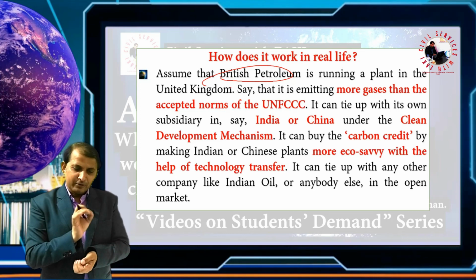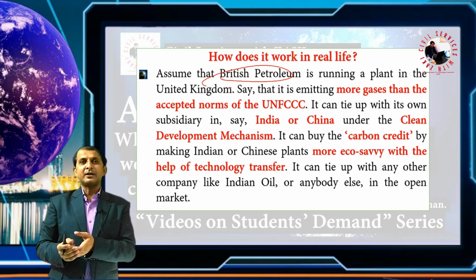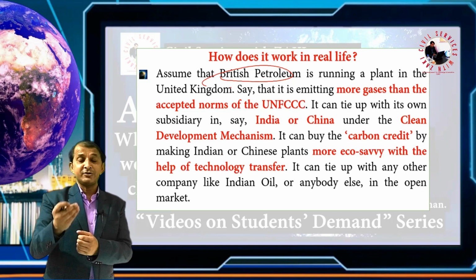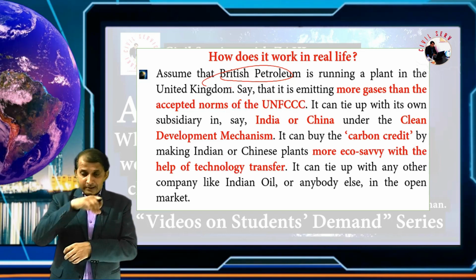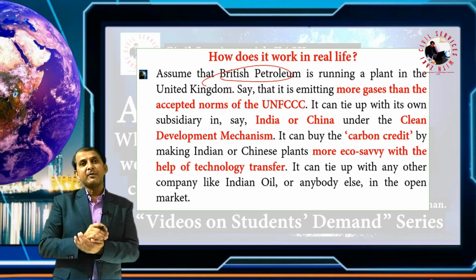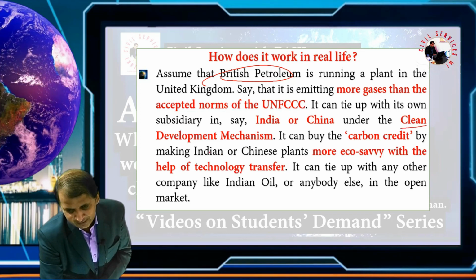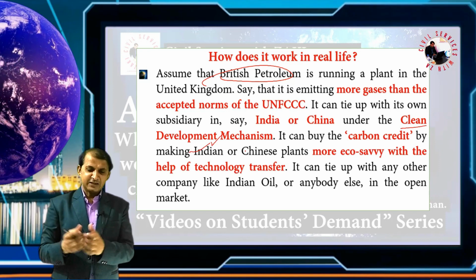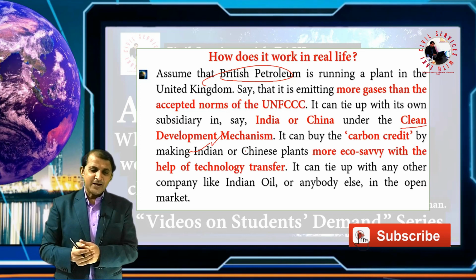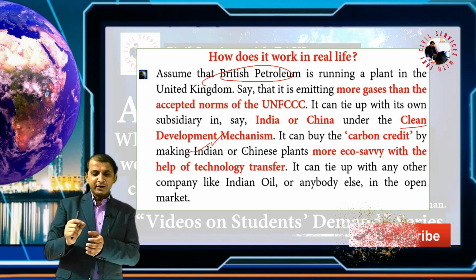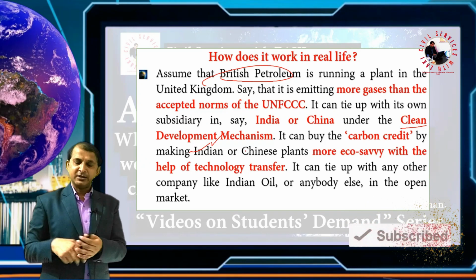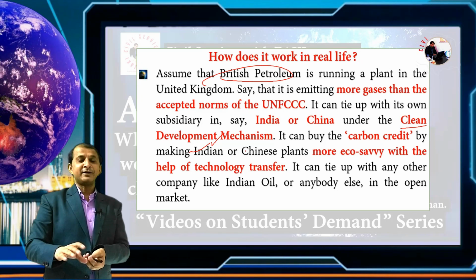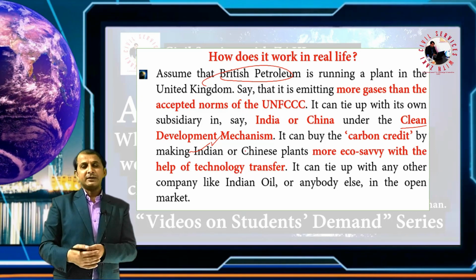So it can tie up with their own subsidiary, whether this company is situated in China or India, under the clean development mechanism. We can also provide you a video on what is clean development mechanism. So it can buy carbon credit by making the Indian or Chinese plant more eco-savvy and help the technology transfer, so they use green, efficient technology.